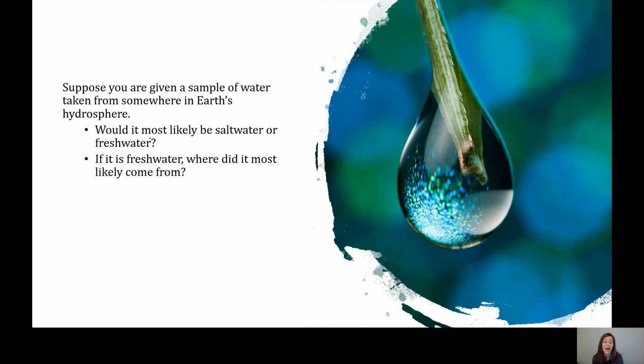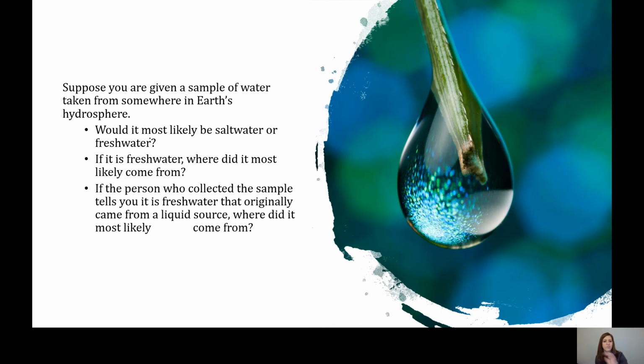Groundwater. No. Glaciers and icebergs is correct. Most of the fresh water, like 75%, is locked up in glaciers and icebergs. And then of the remaining liquid water, most of it is groundwater. If the person who collected the sample tells you it is fresh water that originally came from a liquid source, where did it most likely come from? So what is the largest source of liquid fresh water on Earth?